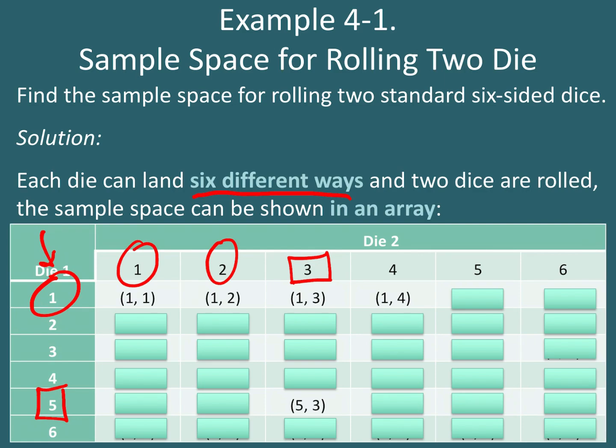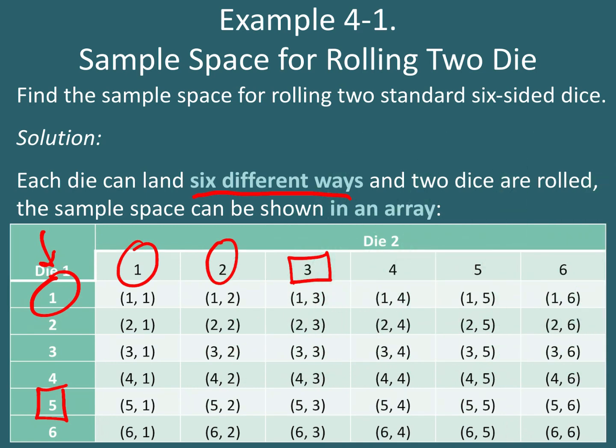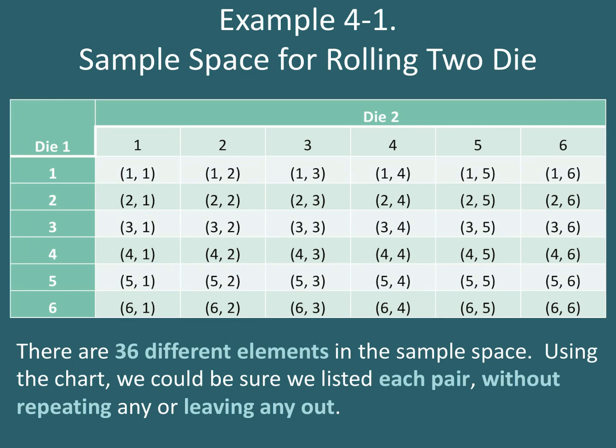Filling out the rest of this table gives us the following 36 outcomes. And this would be known as our sample space, the sample space being all the elements or possible outcomes of this situation. Once again, there are 36 different elements in the sample space. Using the chart, we could be sure that we listed each pair without repeating or leaving any out. In other words, we have every possible outcome for this particular probability experiment listed in this array.